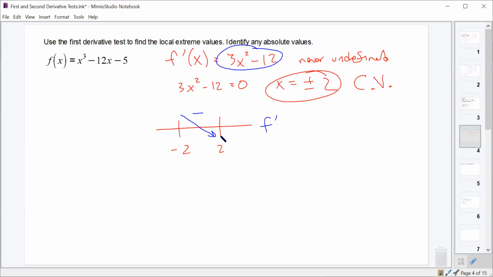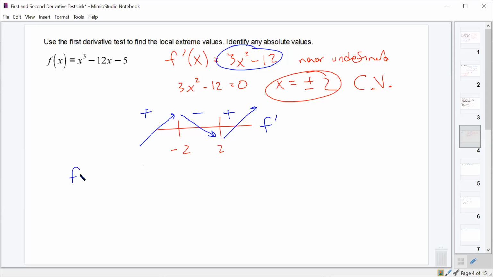If I plug in a positive number greater than 2 to my derivative, like a million squared times 3 minus 12, that is positive. And suppose I plug in something like negative a million, well, that's going to give me also a positive. Everybody good there? Good. Great. So it looks like we have a local max at negative 2 and a local min at 2.